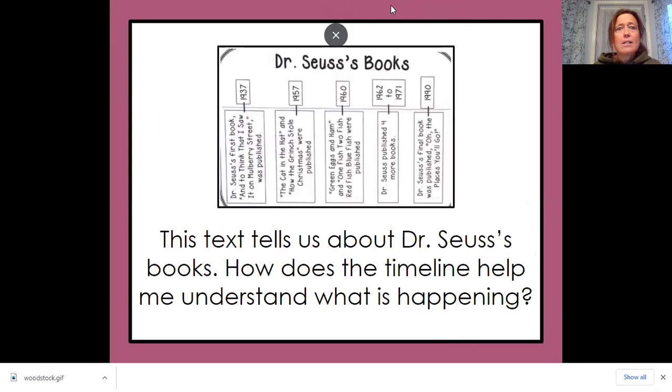Our timeline today is all about Dr. Seuss and his books. This text tells us about Dr. Seuss's books. How does the timeline help me understand what is happening? All right, so we have our dates across the top like we usually do in a timeline. And the events that we're talking about today are Dr. Seuss's books. So the first date tells us a little bit about his first book, then The Cat in the Hat, Green Eggs and Ham, and in his final book, Oh, the Places You'll Go.